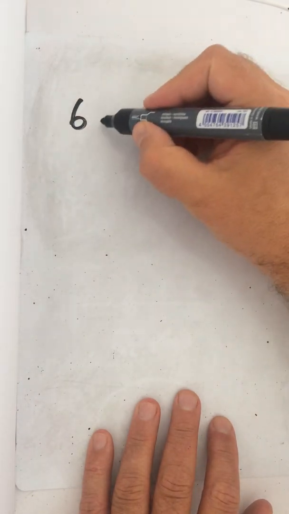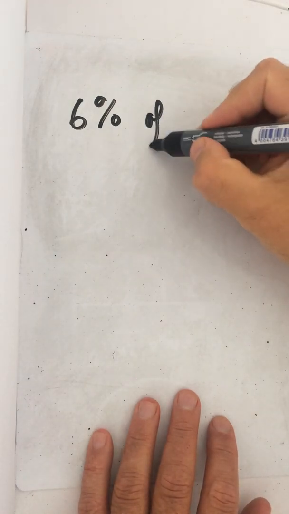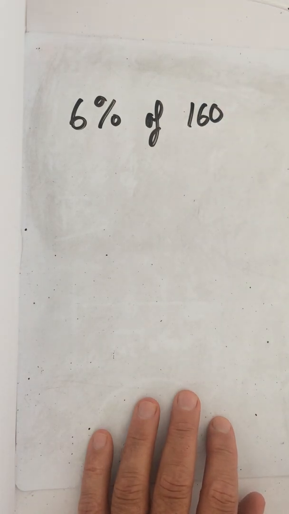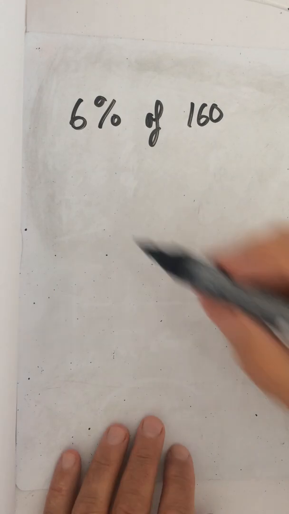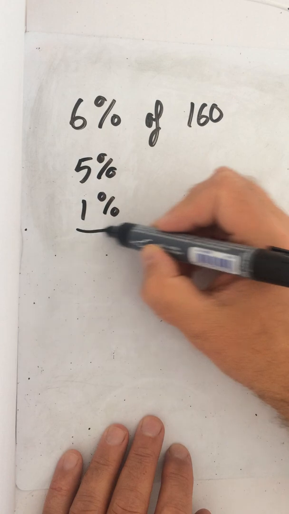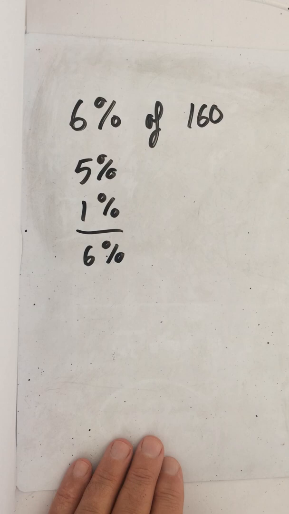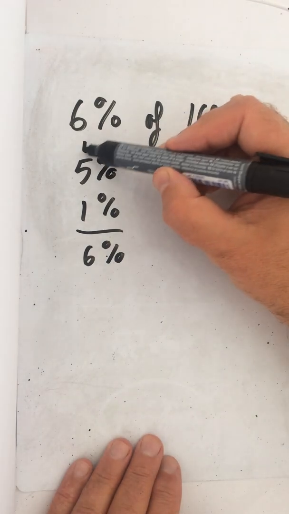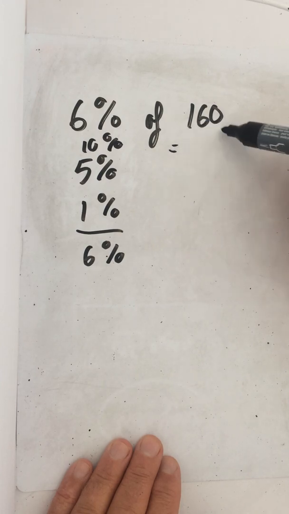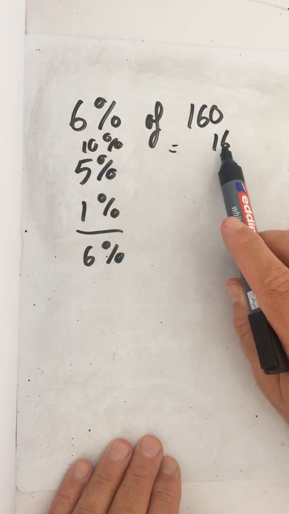Which brings us then to do something like 6%. 6% of, let's go with 160. Now, 6% is made up of 5% and 1%, isn't it? And that will give me 6%. So I find each of these percentages, the 6, the 5, and the 1. So to find 5%, first of all, I want to find 10%. So 10% of 160, so I'm dividing that by 10 is 16. 10% is 16, so I'm finding 10% first.